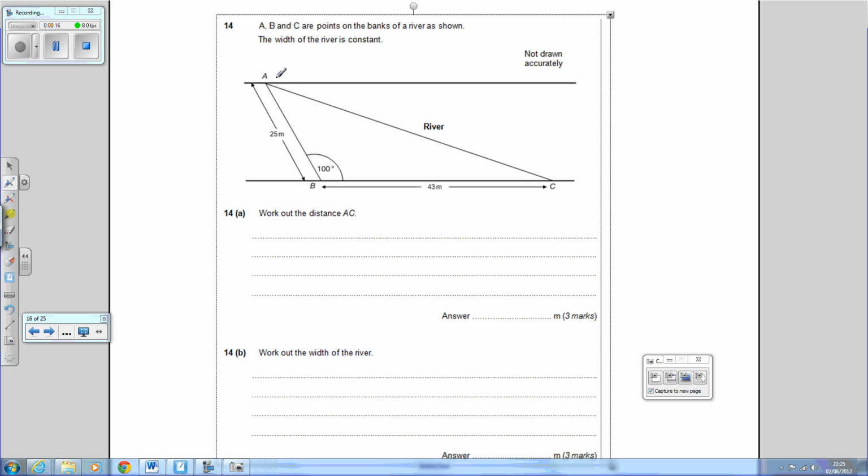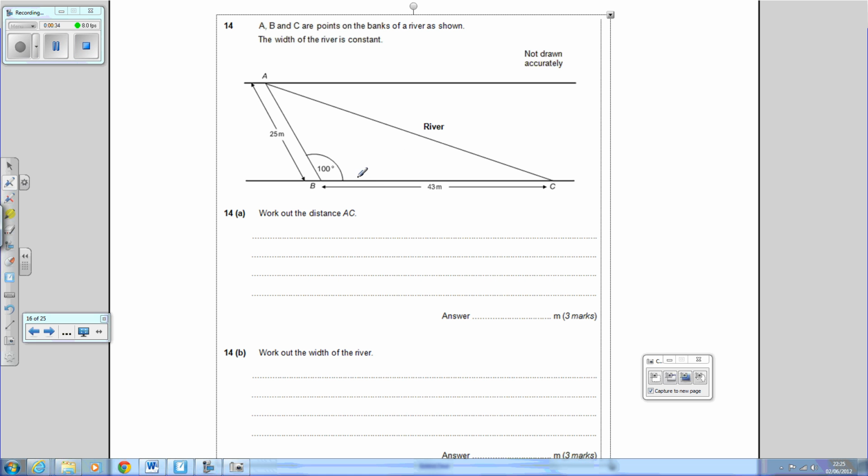AC is here. You can't do Pythagoras. I know you've got two sides of the triangle, but Pythagoras only works with right angles, and this isn't. You can't use SOHCAHTOA for the same reason. SOHCAHTOA only works with right angles. So when you're looking at distances and angles in a non-right angle triangle, it's sine and cosine rule.